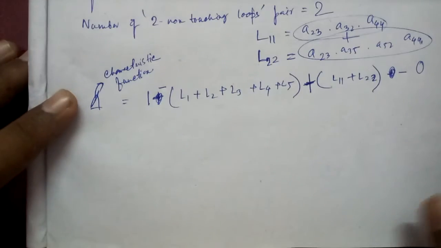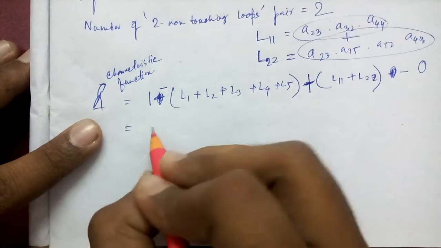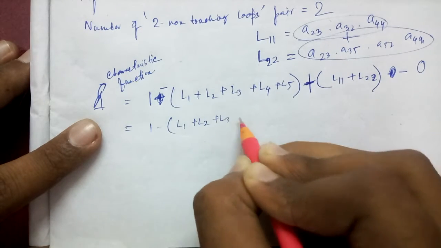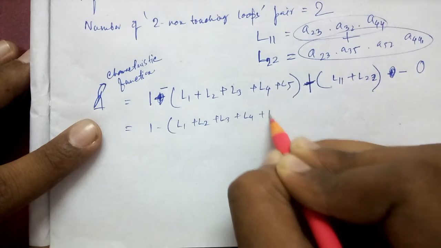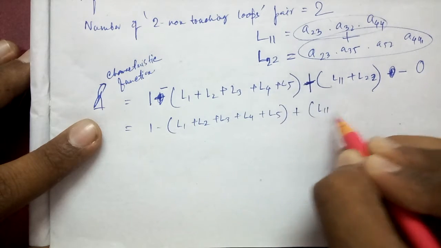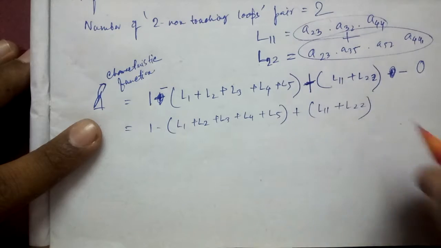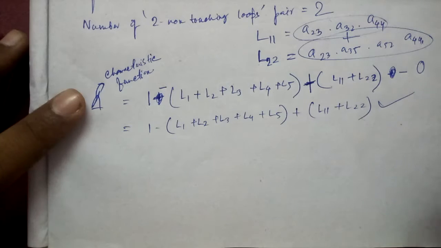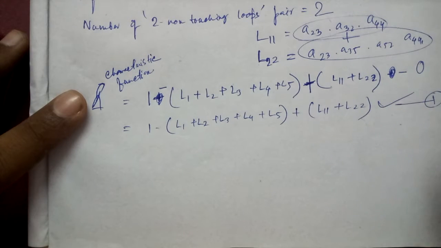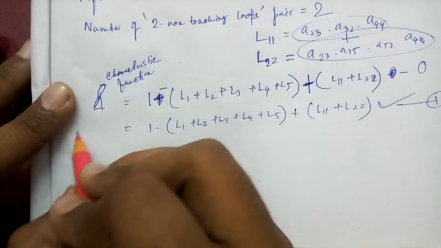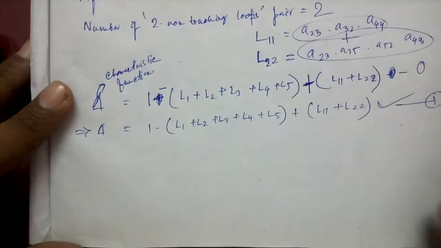So this is actually 1 minus L1 plus L2 plus L3 plus L4 plus L5 plus L11 plus L22. So the delta value is calculated. Let me mark it as equation 1.